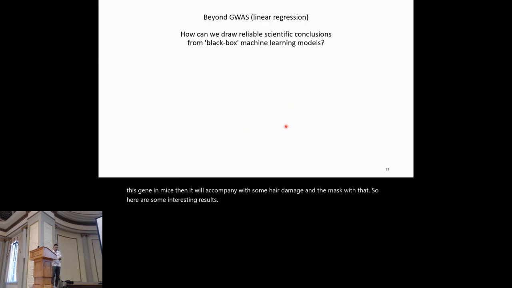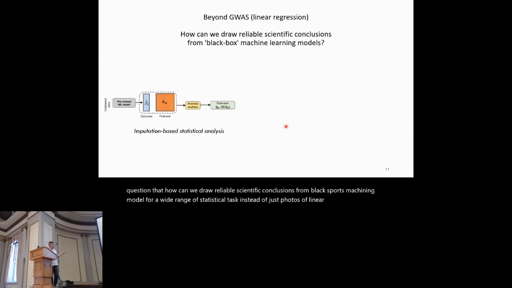So far I've talked about how we do GWAS with machine learning predictions, but GWAS is only linear regressions. So we also generalized our pop GWAS framework to answer broader questions: how can we draw reliable scientific conclusions from black box machine learning models for a wide range of statistical tasks, instead of just focusing on linear regressions? So here is the imputation-based statistical analysis.